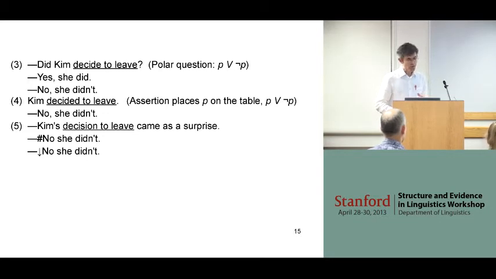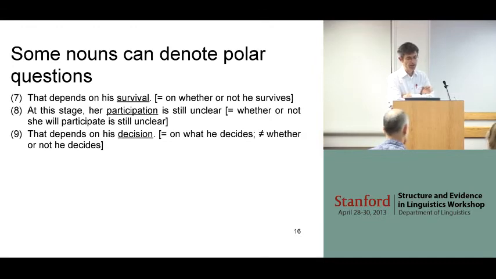So, why is it that this survival case can satisfy the condition that I had? Well, I noticed that what's special about survival is that it can denote a polar question. So it can occur in contexts where you get indirect interrogatives, as in 7. That depends on his survival can mean on whether or not he survives. And there are actually very few nouns, at least I found very few, that have this property. It's an interesting property of lexical semantics, why they do exactly. So at this stage, her participation is still unclear. Whether or not she will participate is still unclear. But in 9, that depends on his decision really cannot mean on whether or not he decides. It will mean on what he decides.